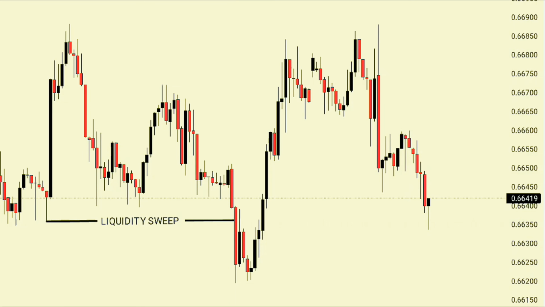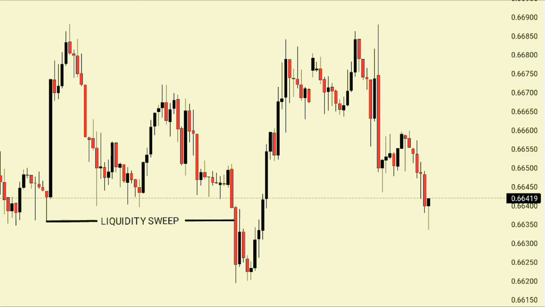If you look closely at this area, the market created a cluster of equal lows. Every time retail traders see equal lows, they assume it's a strong support level. But what they don't realize is that support is usually just a liquidity pool. Under those lows, there are stop losses from buyers and sell-side liquidity that institutions want to grab before pushing price in the opposite direction. So what happens?